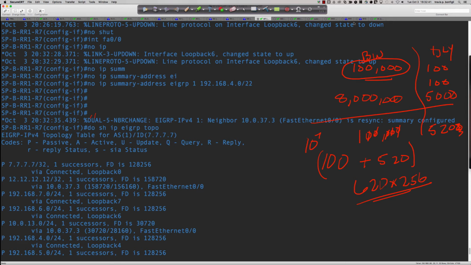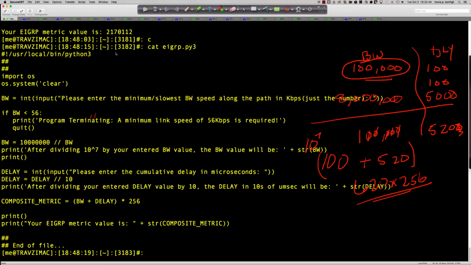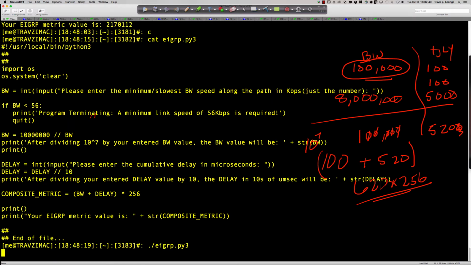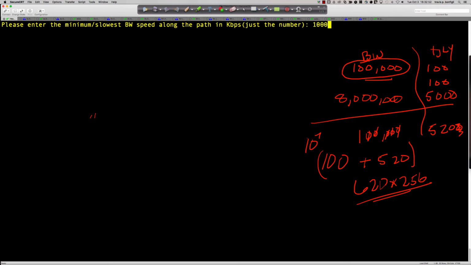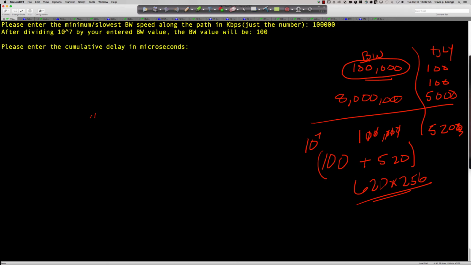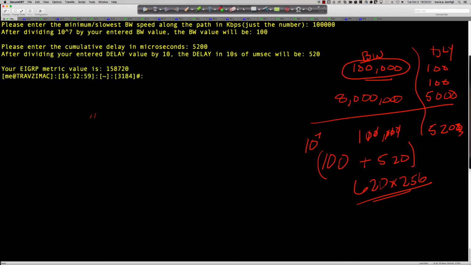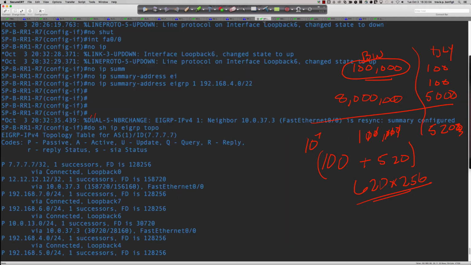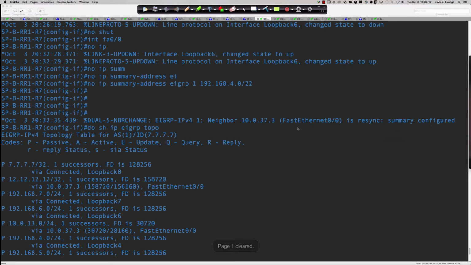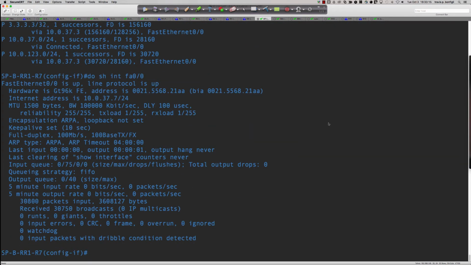So let's quickly pull up, and where's it at? Here we go. So here's our Python script. Let's rerun it. And we say the slowest bandwidth is 100,000, and the cumulative delay was 5,200, and there it is, 158,720. We come back to router 7, and we say, okay, that worked great. Now, that's manually having to walk through every egress interface. Again, remember the scenario where you've got 6, 7, 8, 9, 10 routers in between the source and the destination, right?